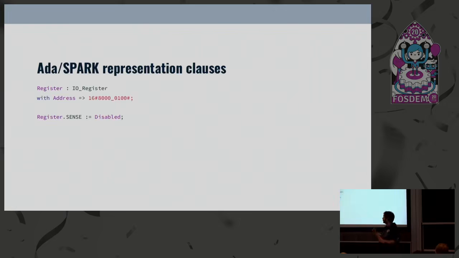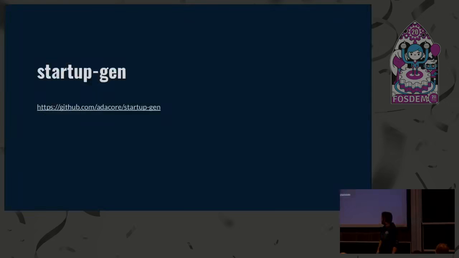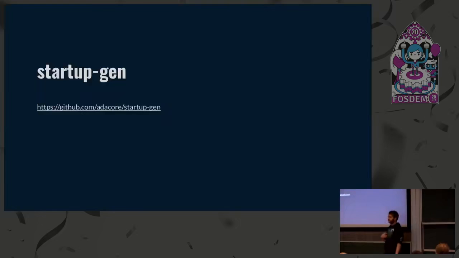So now we have some bindings to the peripherals and the registers. But we still need to solve the problem of the CRT0 and the linker script, how to boot. Here comes my internship project at AdaCore that I started a year and a half ago. It's called Startup Gen. What it does is it generates all that info for you, so the CRT0 and the linker script, from the content in the CMSIS specs.